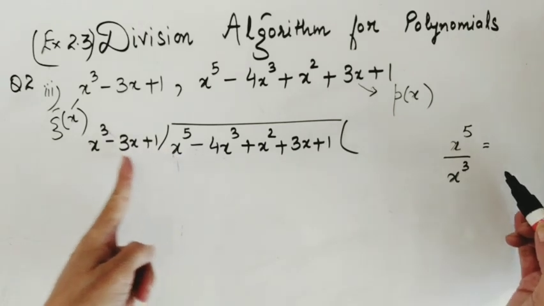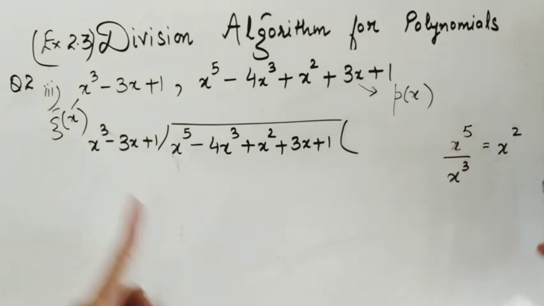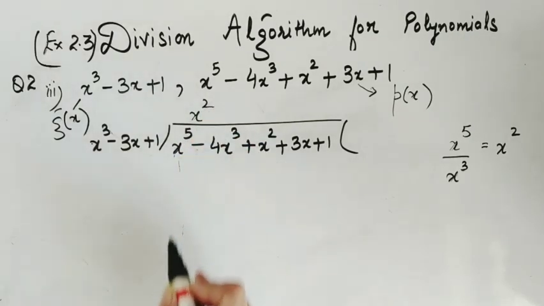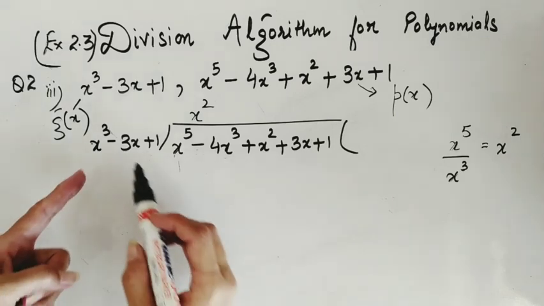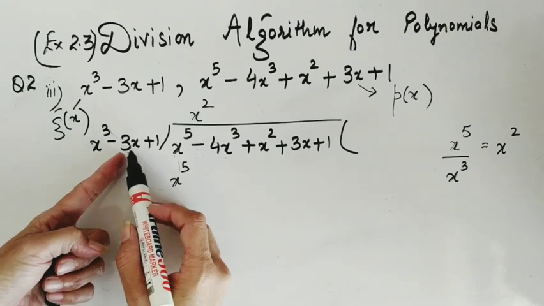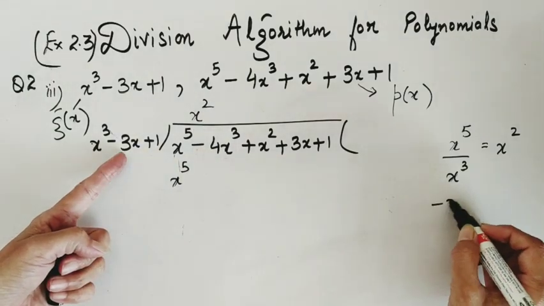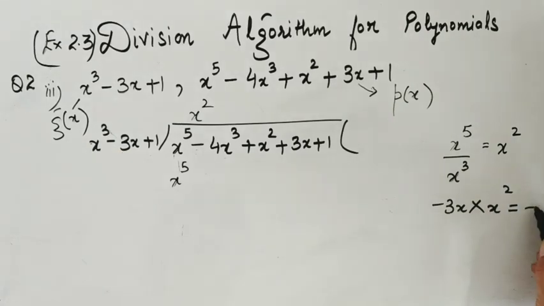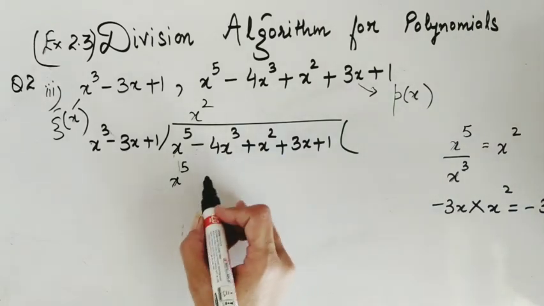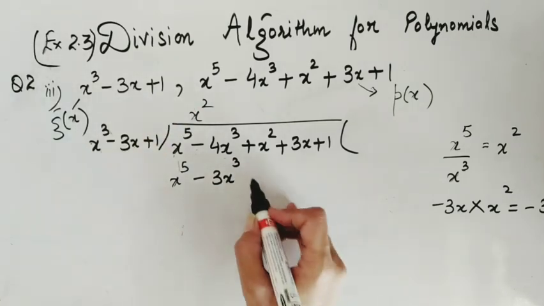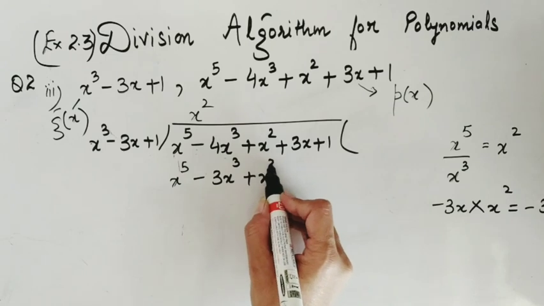So x raised to power 5 divided by x cube is x square. So clearly we take x square as the first term in the quotient. Now, what is x cube into x square? We know it is x raised to power 5. Minus 3 times x into x square would be what? Minus 3x cube. So write the term below this. This is minus 3x cube. Then comes 1 multiplied by x square. So this is no doubt x square.